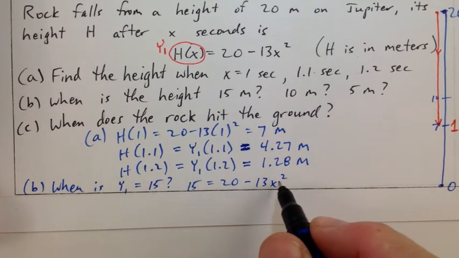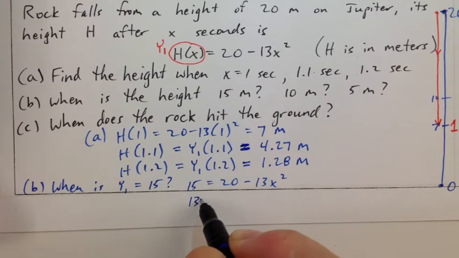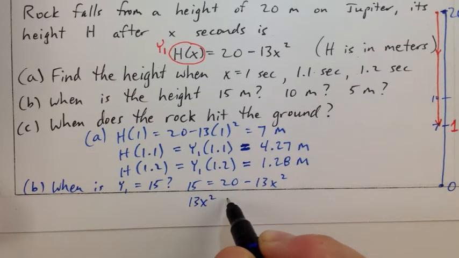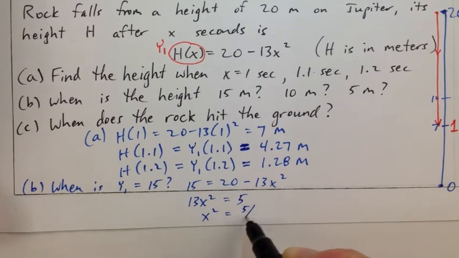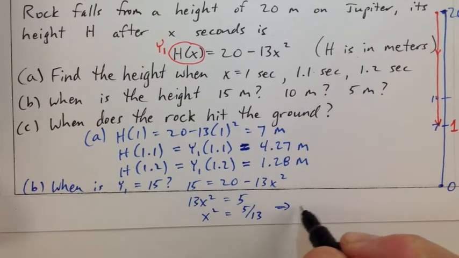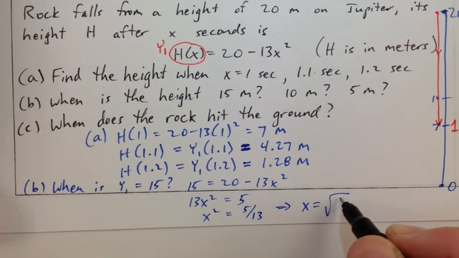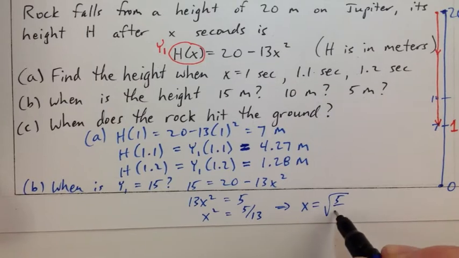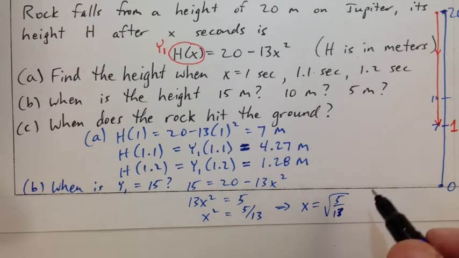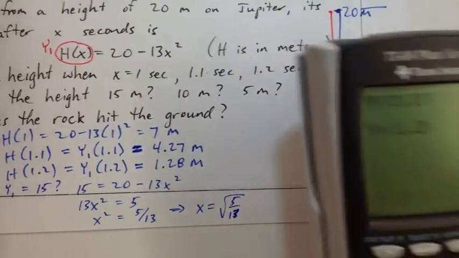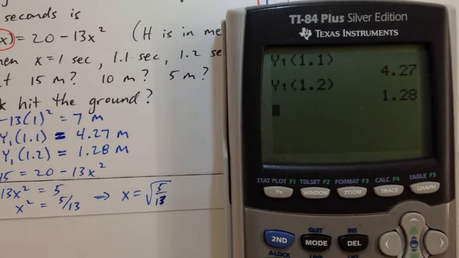And so if we bring the 13x squared over to this side and we bring the 15 over to this side, then we divide both sides by 13, we get x squared equals 5 over 13. So we get that x is equal to this positive square root. Having a negative number for x doesn't really make any sense because x represents time. So x is equal to the square root of 5 over 13, and let's see what that is.